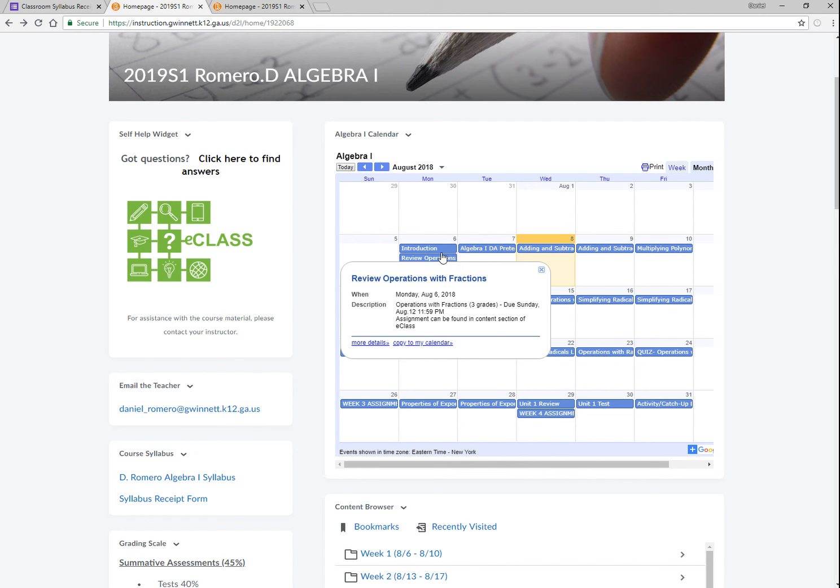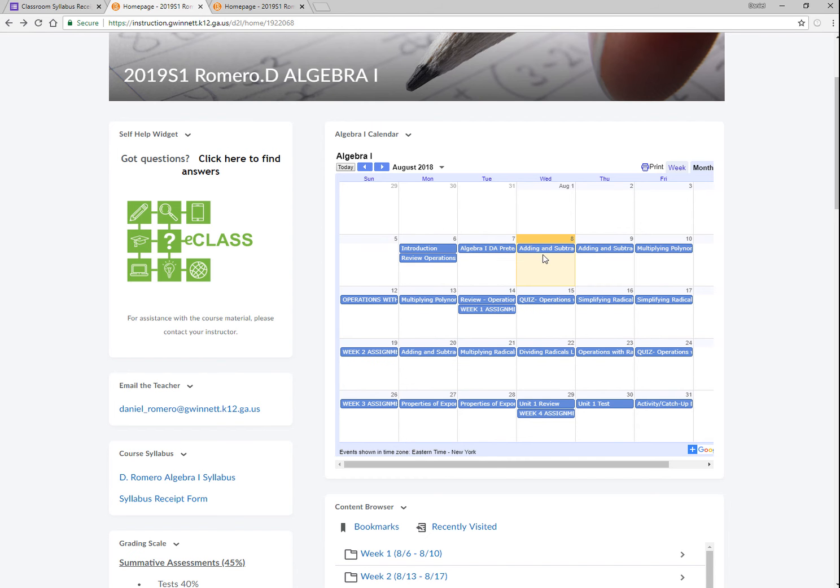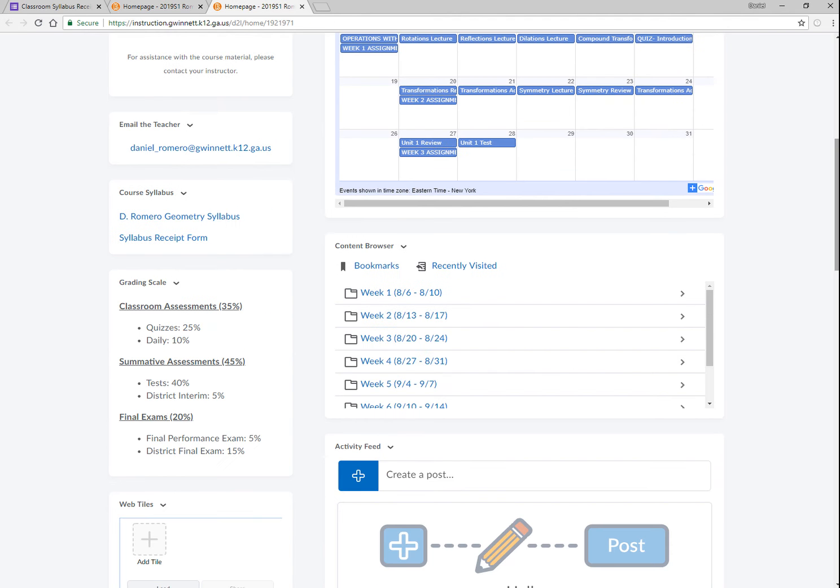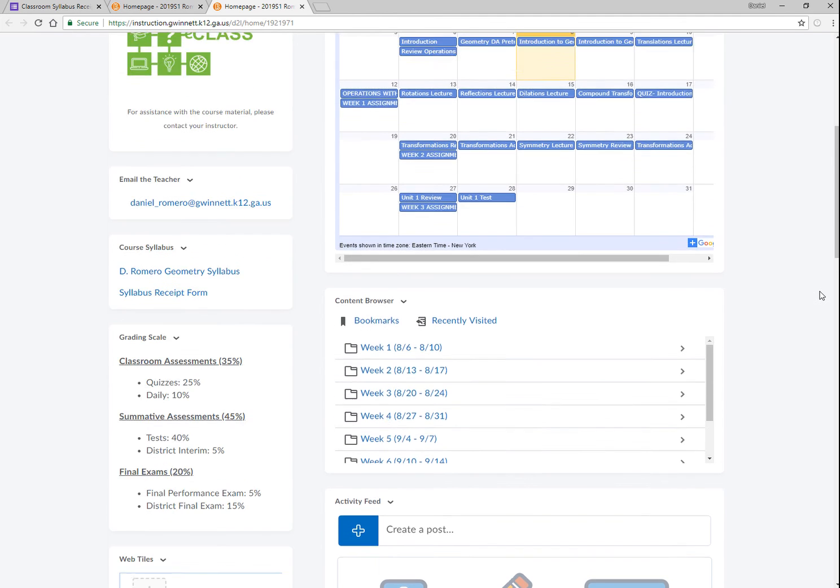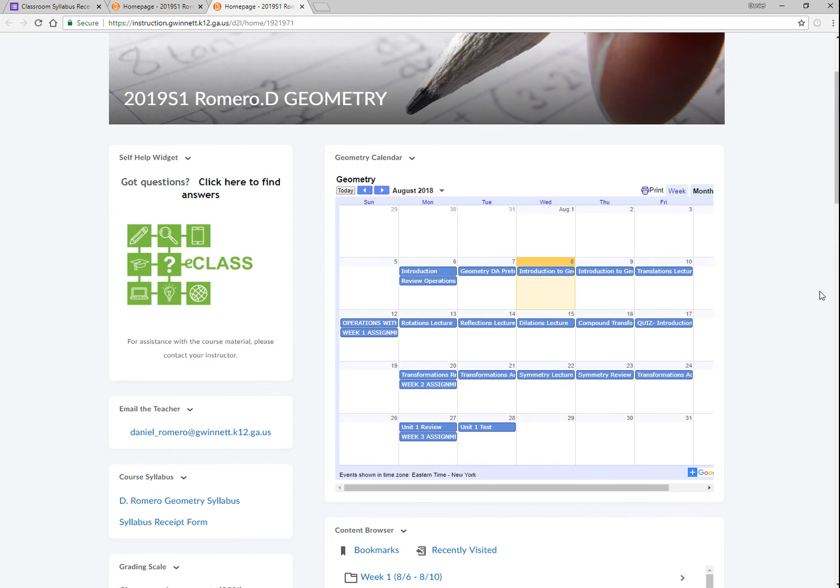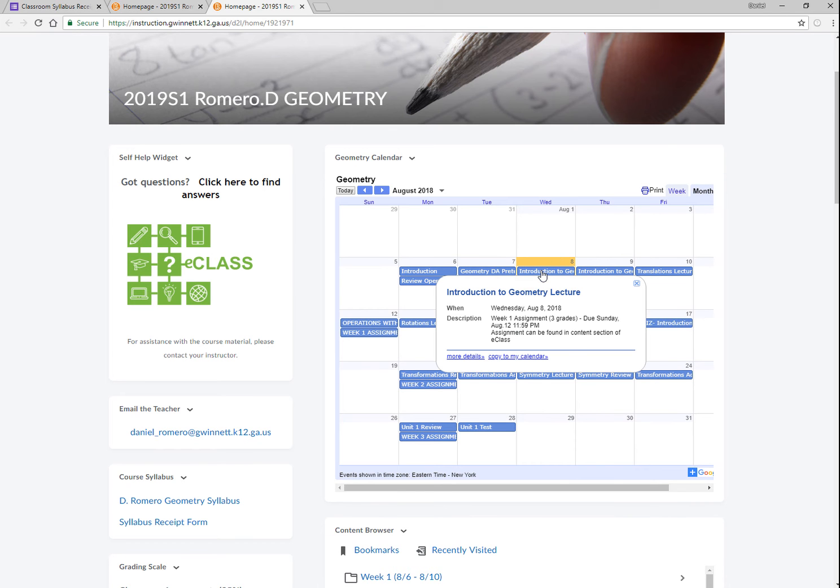So we did the introduction to the class. We reviewed operations with fractions. Yesterday we took that pre-test. This is algebra. Sorry. Yesterday we did the geometry pre-test, and then for today and tomorrow we have on the schedule to do the introduction to geometry lecture.